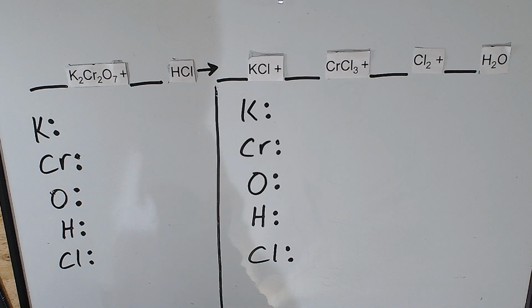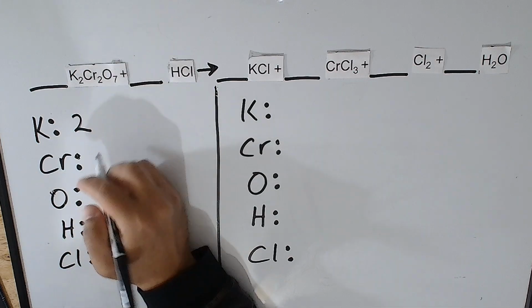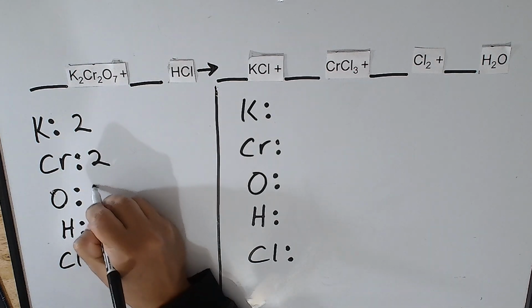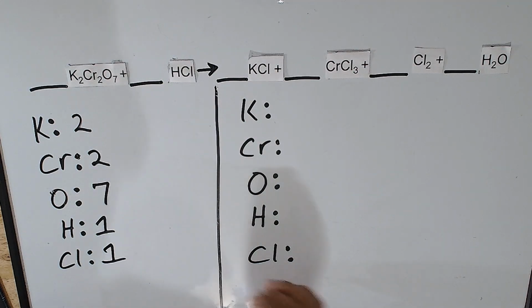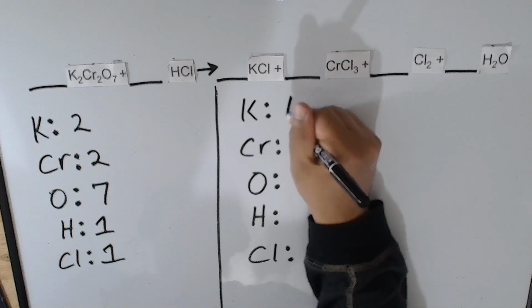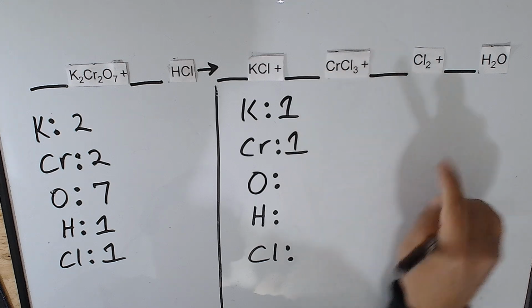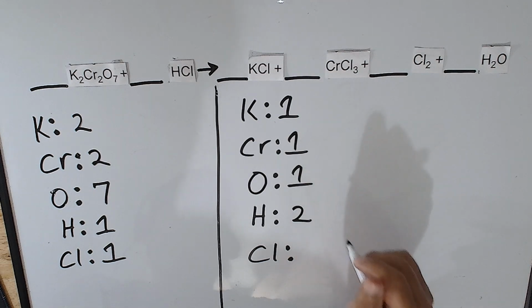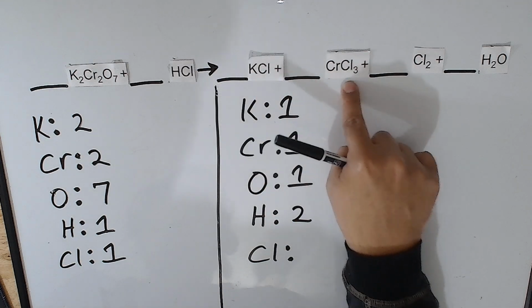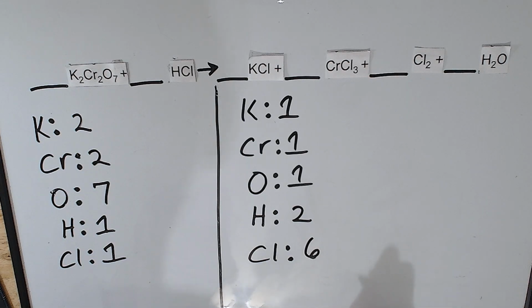Let's start out by determining how many atoms we have. We have 2 atoms of potassium, 2 for chromium, 7 for oxygen, 1 for hydrogen, 1 for chlorine. On the product side, we have 1 potassium, 1 chromium, 1 oxygen, 2 hydrogens, and a total of 1 plus 3 gives me 4, 4 plus 2 gives me 6 chlorines.